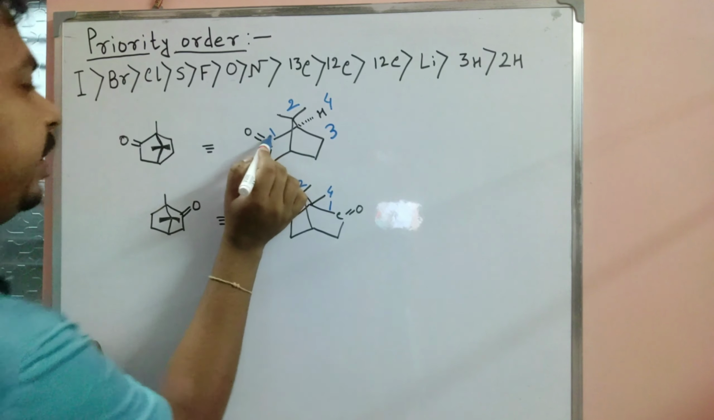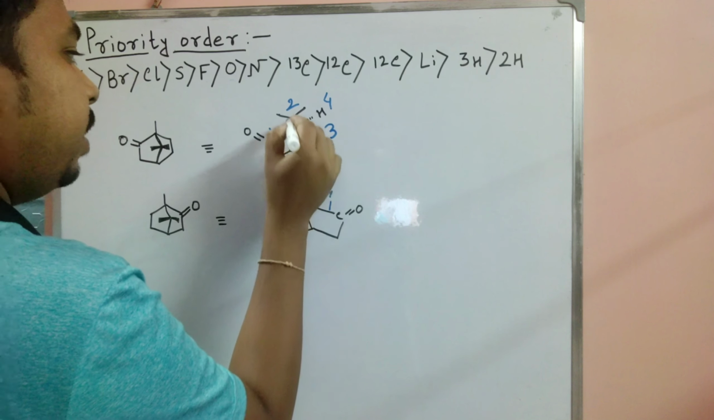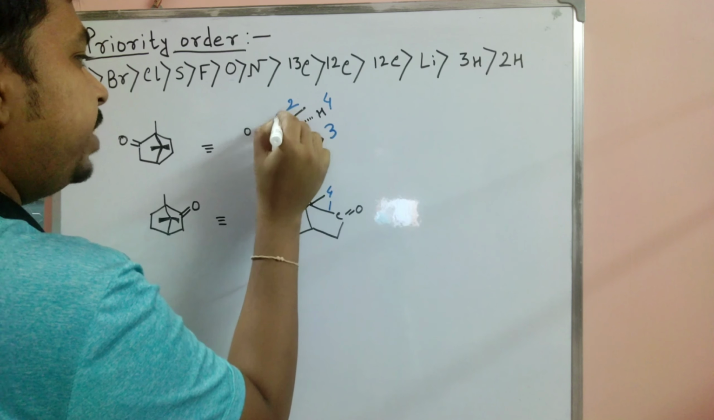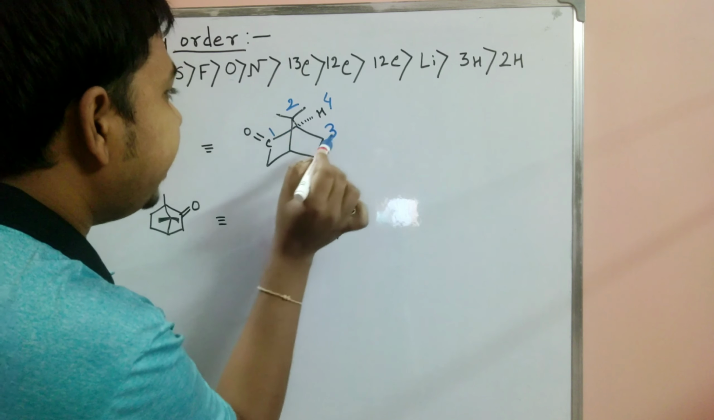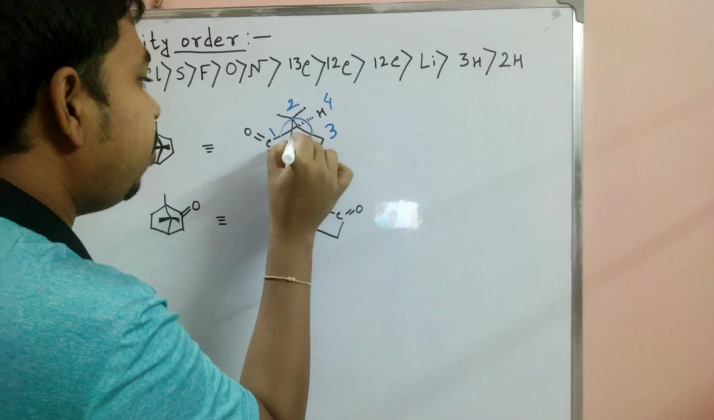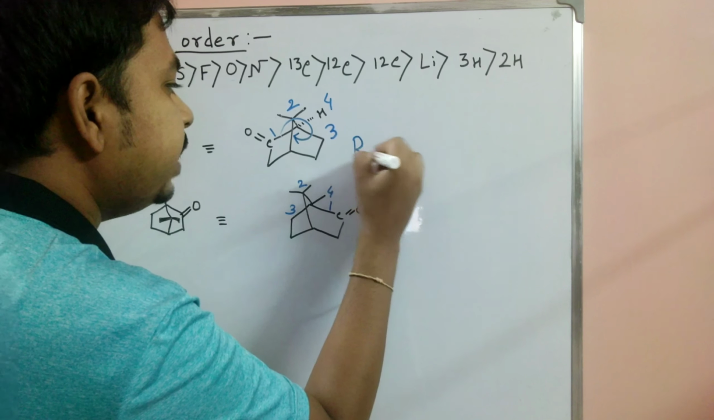So here this priority is 1, and then the methyl group, due to its presence, this bond priority is 2, and then our right side is 3 and 4, so the rotation is clockwise, so this configuration is R.